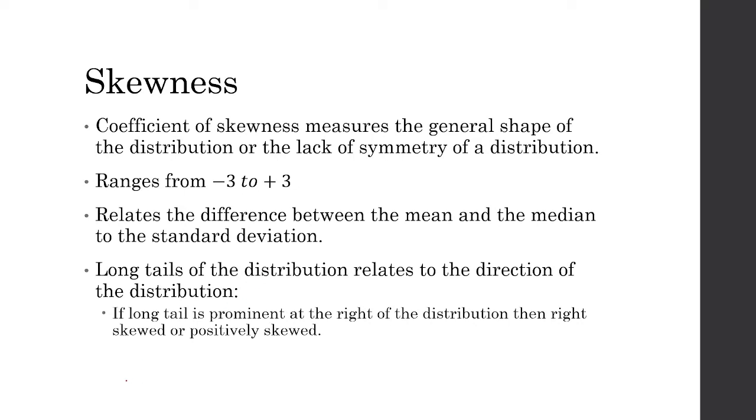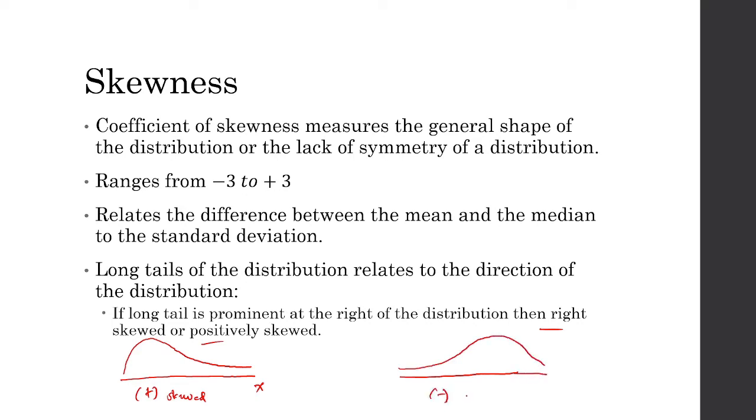Ano ba yung sinasabi nating tail? So, if we have this x, and we have this distribution, wherein you have a longer tail on your right, this will be our right skewed or positively skewed distribution. So ito yung positively skewed distribution. And if you have here a tail sa left side, so you have here a negatively skewed distribution.